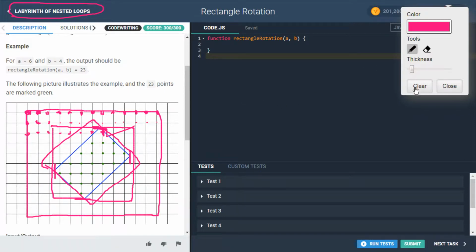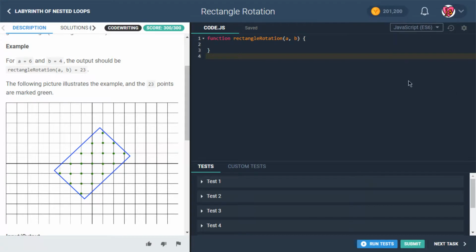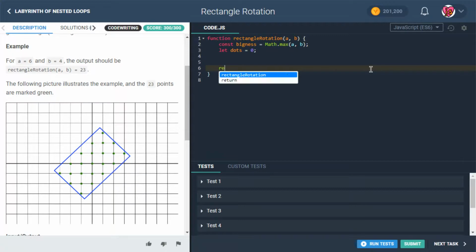Let's actually start writing some code here. Let's dive into this. That'll be fun, right? So basically the idea is that we want to say, const bigness is going to be just Math.max of A and B, whichever one's bigger. And we're going to use that to decide on the size of the square here. We're also going to say let dots be assigned a value 0. These are the things we're going to be counting and eventually returning at the end of all this.